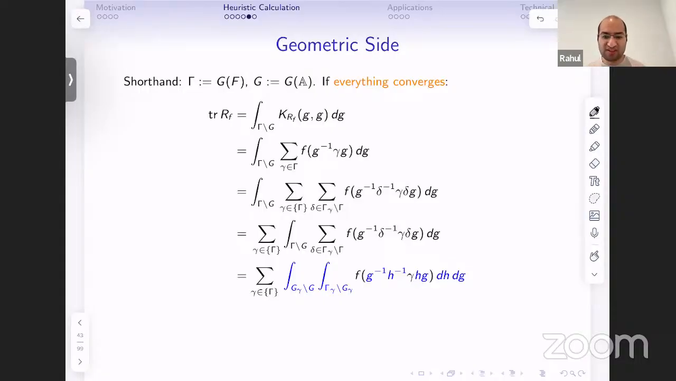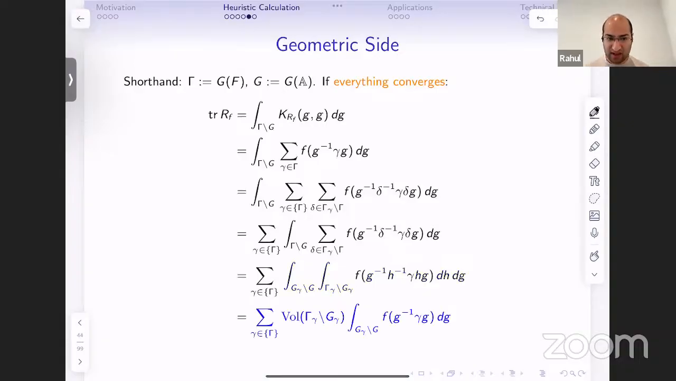And the reason why we're going to do that is this integrand over here is independent of h because h lives in the centralizer of little gamma. So we can just evaluate the inner integral as just a volume, and we're left with this formula over here. So this is the heuristic of what we should expect the trace against the L2 space to look like. It should look like the sum over conjugacy classes inside gamma of this volume times this integral over a conjugation orbit.